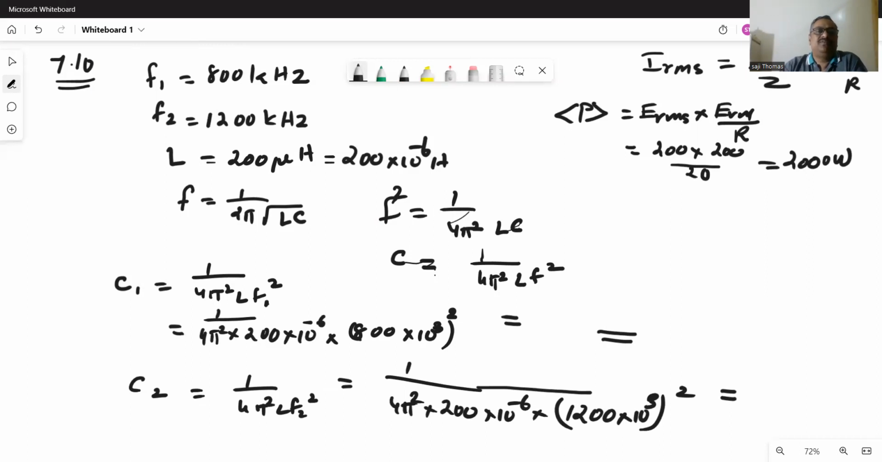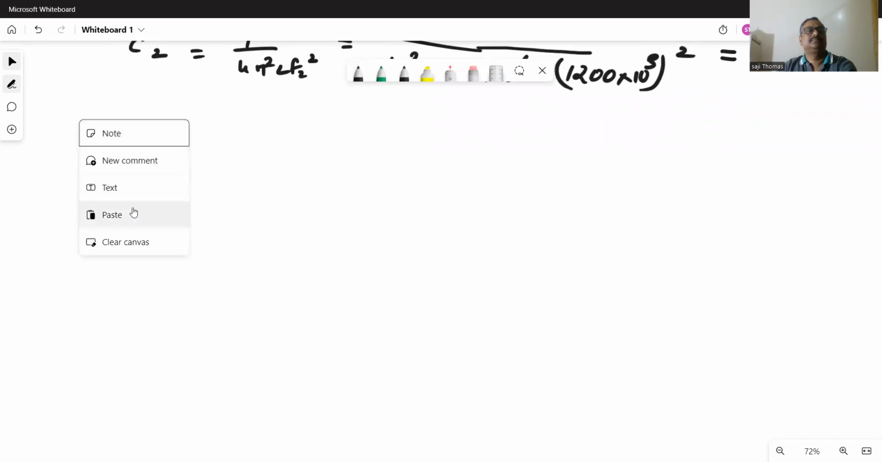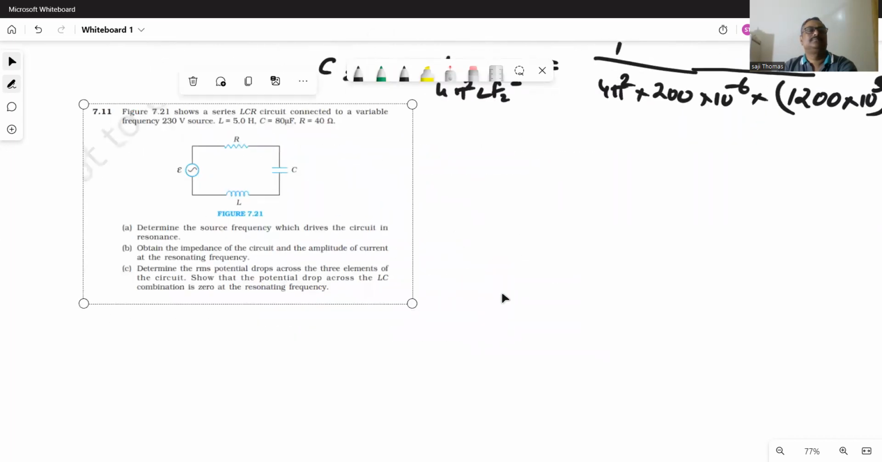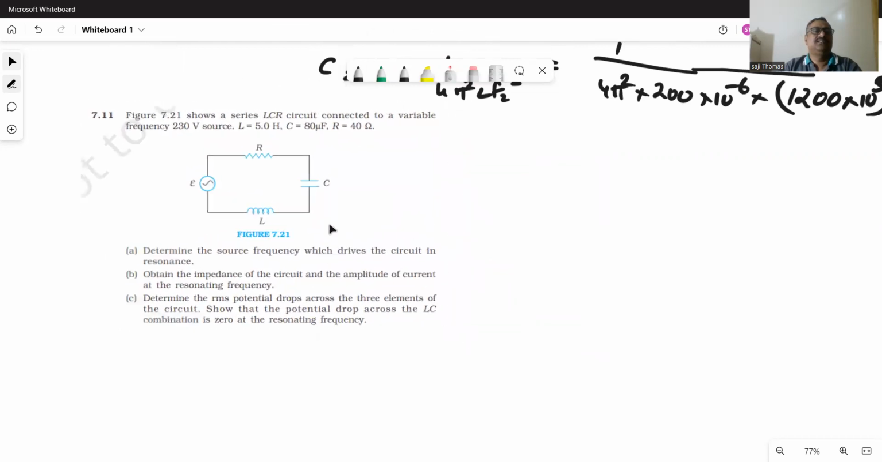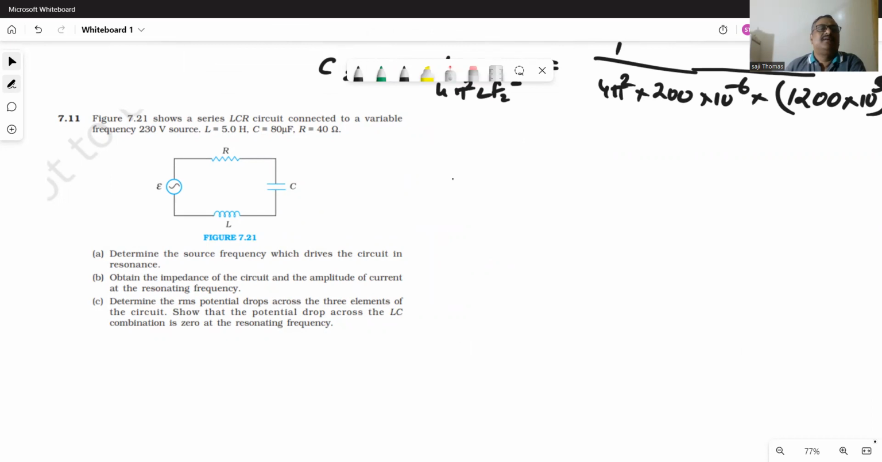Question number 7.11. See the question. The figure shows a series LCR circuit. L is given. The RMS voltage is given, so E RMS is given as 230 volt.